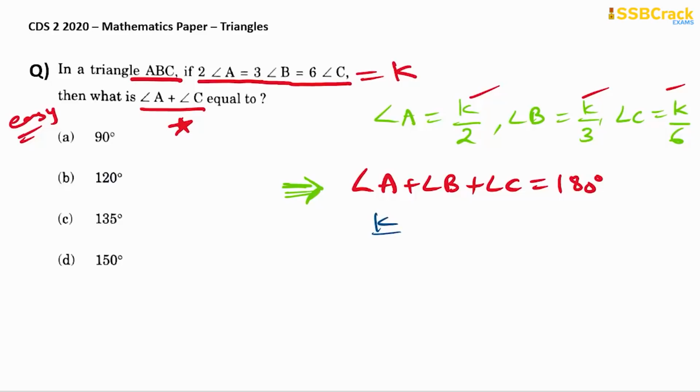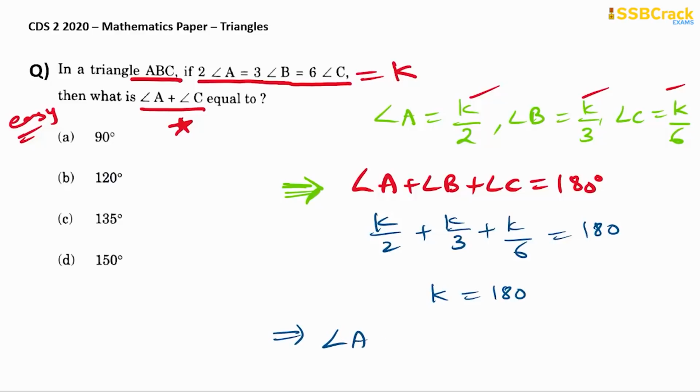So here we could see that K by 2 plus K by 3 plus K by 6 is equal to 180. Take the LCM, LCM is 6. So what you get is K equals 180 degrees, because the numerator addition comes out to be 6 ultimately, and the denominator cancels. So K equal to 180 means angle A is K by 2. So 180 by 2, what are you getting? 90, right? And then on the next line, I'll go for the further calculation.